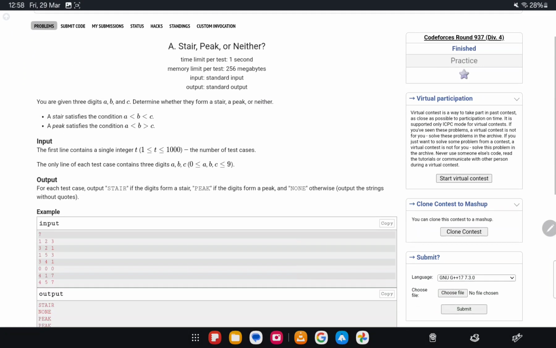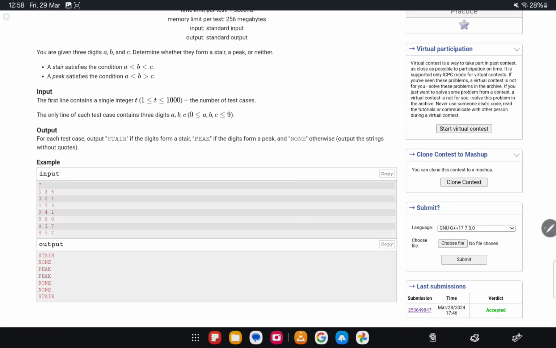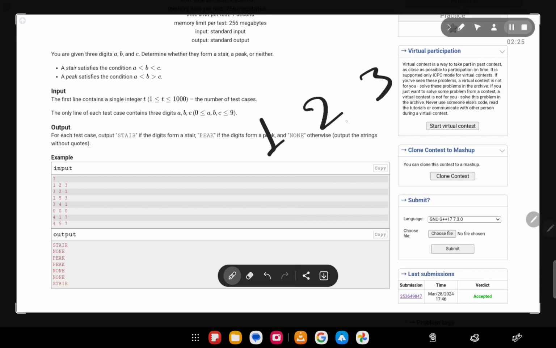If you can see the test cases here, in the first test case it is 1, 2, and 3. Which condition is it satisfying, first or second? Obviously it is satisfying the first condition, that is 3 is greater than 2 and 2 is greater than 1. So you have to print stair.